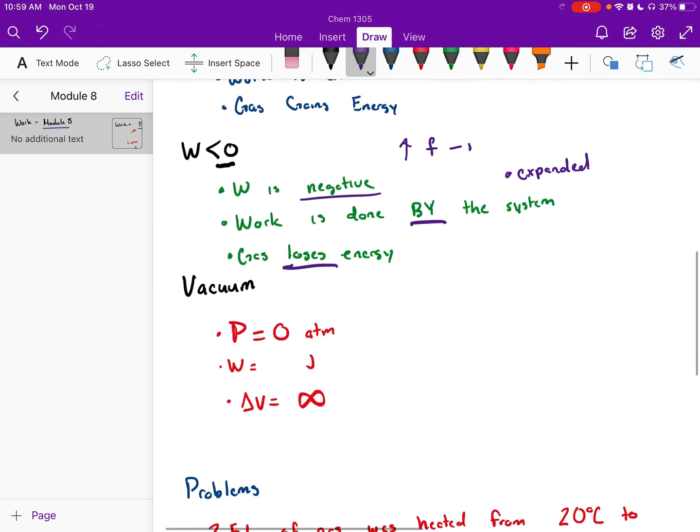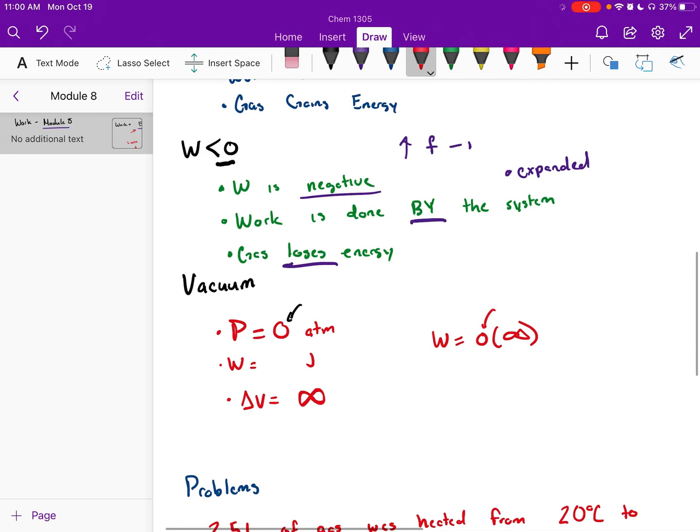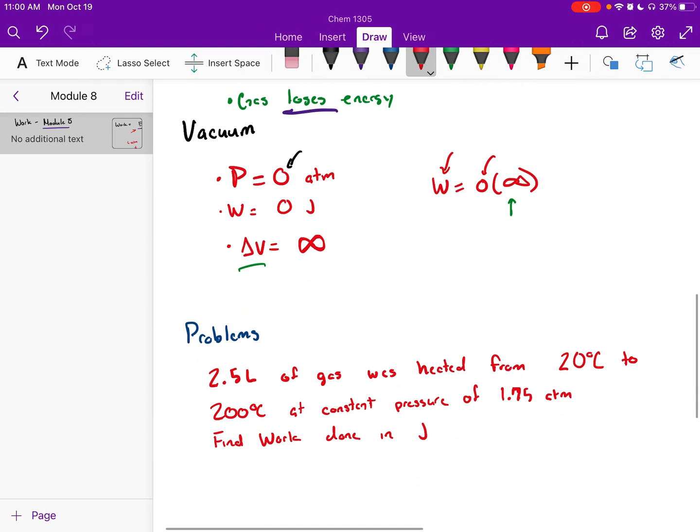And there is one last thing that we like to talk about, and this is vacuum conditions. Because in vacuum conditions, the pressure is equal to 0 atmospheres, right? And if something is equal to 0 and it is multiplied, the other factor could be any number. So if pressure is 0, then the work is immediately 0. Make sense? That also means that the change in V does not matter because there is no pressure to be multiplied against.